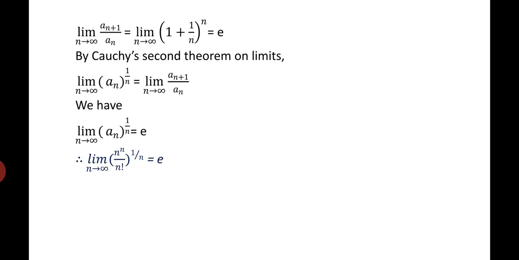We are left with n plus 1 by n whole power n, which again taking n common in the numerator and denominator, I would be getting a_(n+1) by a_n is equal to 1 plus 1 by n whole power n. Now let's take limit as n tends to infinity. We all know that limit n tends to infinity 1 plus 1 by n whole power n is equal to e. Therefore, by Cauchy's second theorem on limits, our formula is limit n tends to infinity a_n raised to 1 by n should be equal to the value limit n tends to infinity a_(n+1) by a_n, and we all know that the value of this is equal to e, hence your answer.